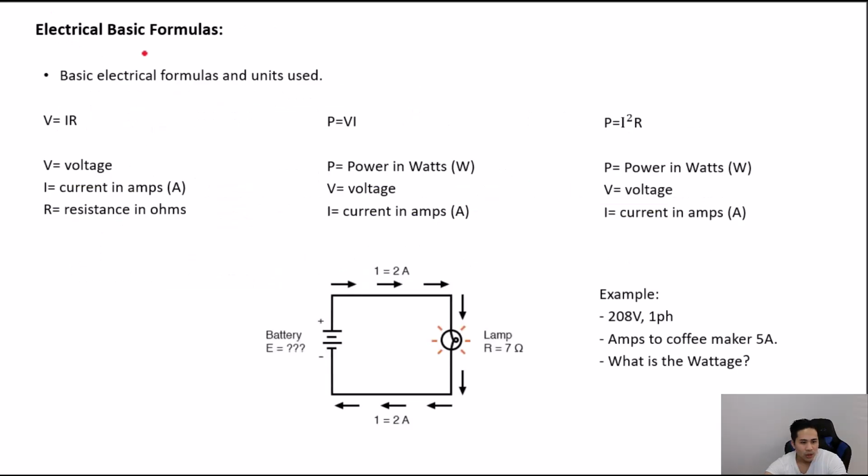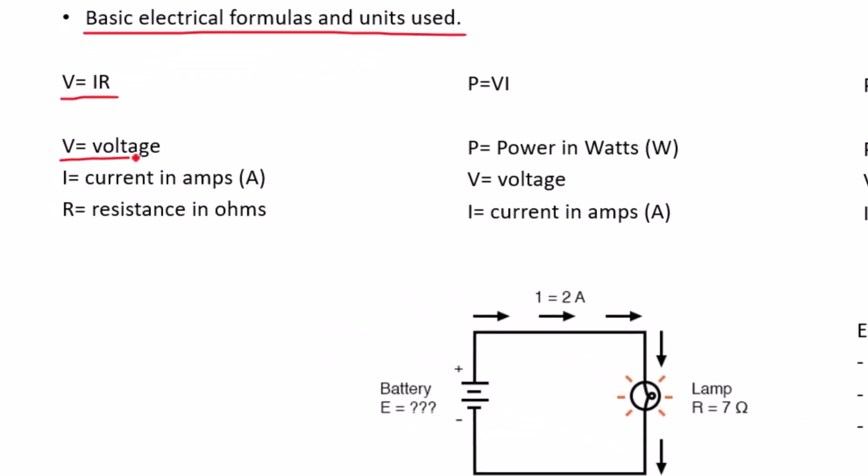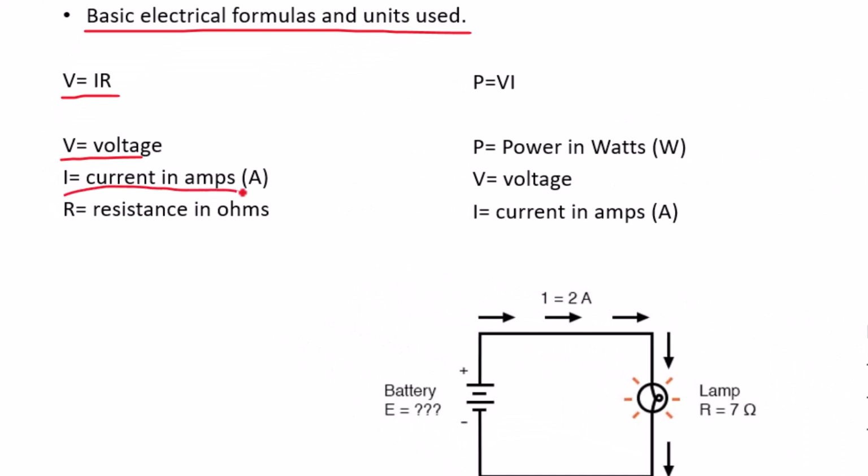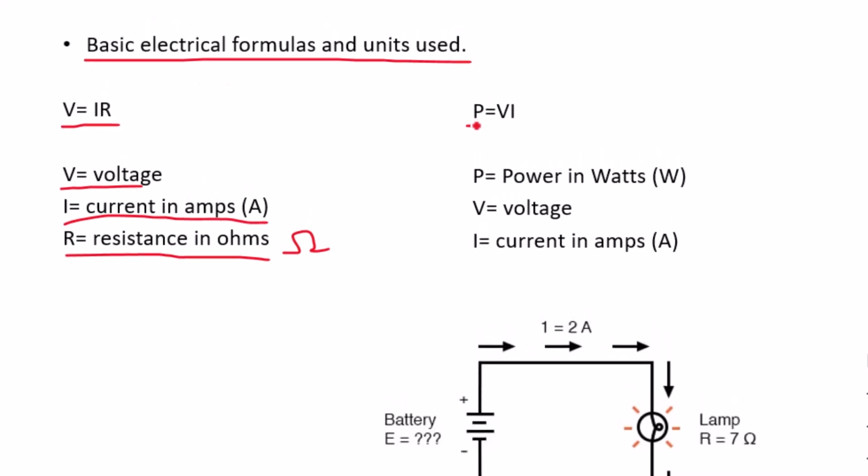Okay, so I just want to go over some basic formulas. So the first is V equals IR, where V is voltage, I is the current in units of amps, which is represented by A, and R is resistance, which is represented in ohms, and this is the symbol for ohms. When we want to calculate the power, that formula is right here. Power is equal to voltage times the current, and the power can be given in watts.